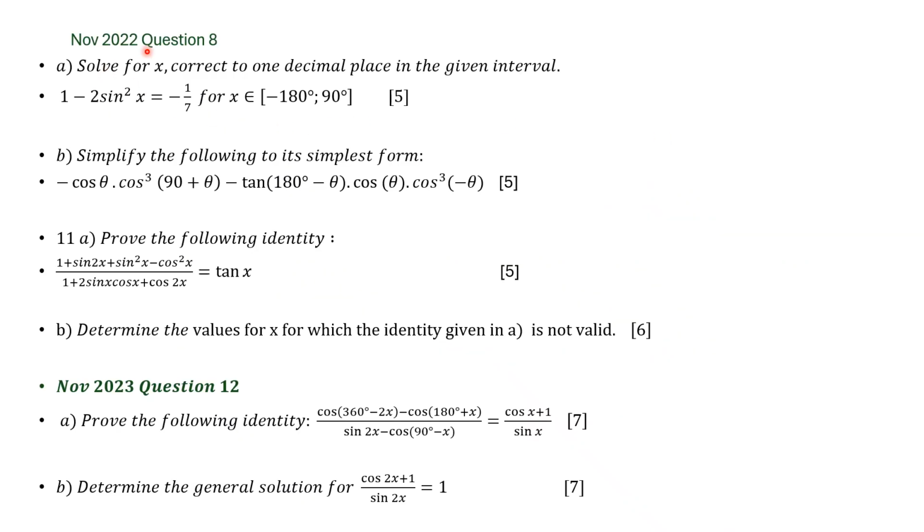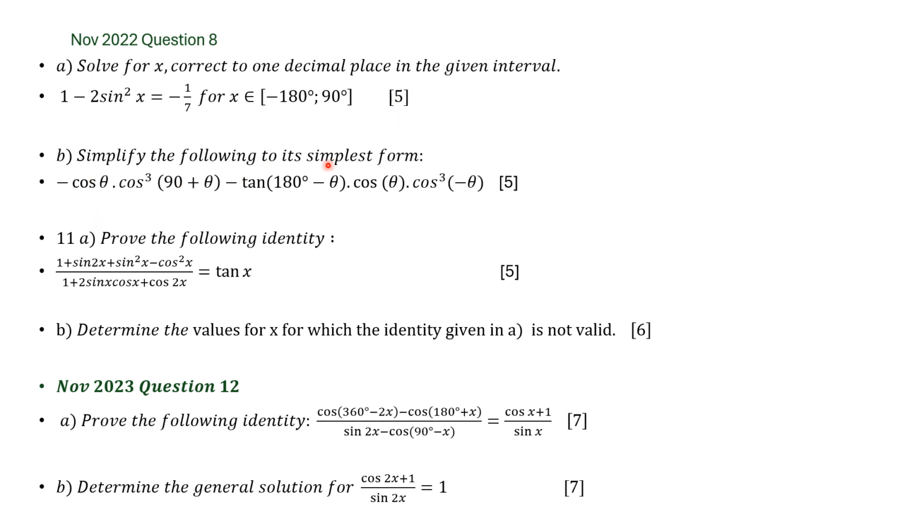Right, so November 2022, question 8. Solve for x correct to one decimal place in the given interval. So we want 1 minus 2 sine squared x equal to minus 1 over 7 for x an element of negative 180 to 90 degrees, for 5 marks.